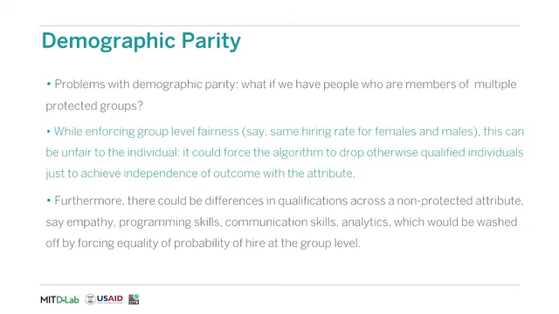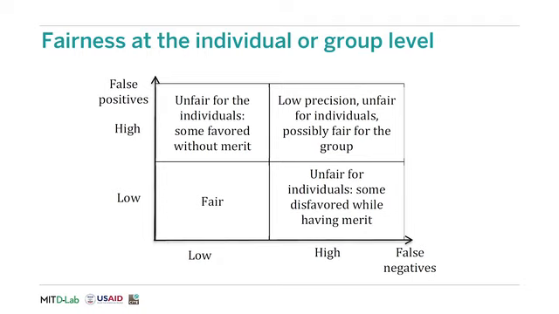There are multiple problems with demographic parity. One would be that the definition we just discussed would not hold if we had individuals who would be members of multiple protected groups. By enforcing group-level fairness for one attribute, we would still violate group fairness for other attributes, or combinations of attributes such as subgroups of the population. Furthermore, while enforcing group-level fairness, for example the same hiring rate for females and males, that could still be unfair to individuals. It could force the algorithm to drop otherwise qualified individuals just to achieve independence of outcome from the attribute. Fairness at the group level could potentially be unfair at the individual level.